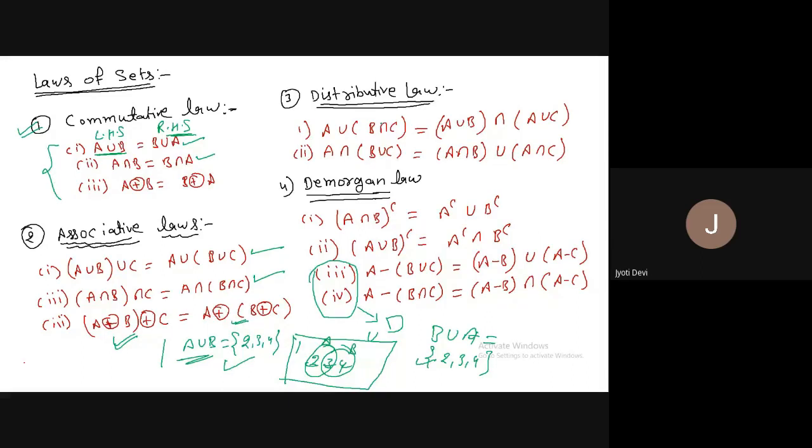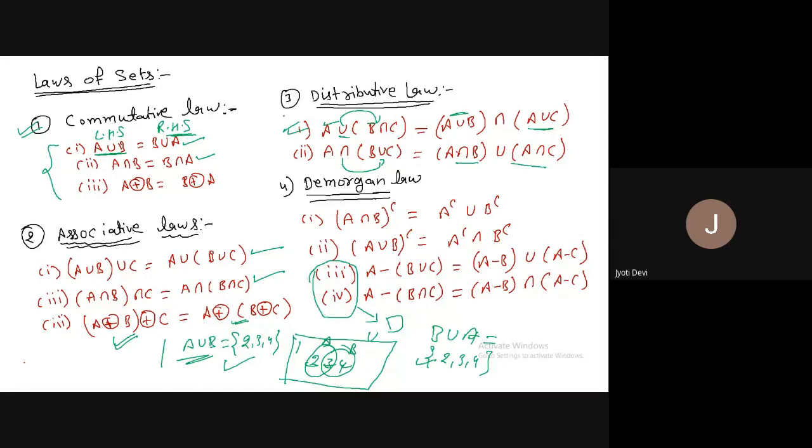Next is the distributive law. In the distributive law, A union means you are distributing union over the intersection. So you can write A union B intersection A union C, or you are distributing the intersection over the union like this. You can write it like that.